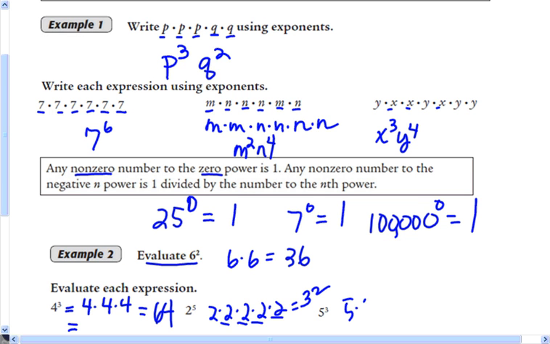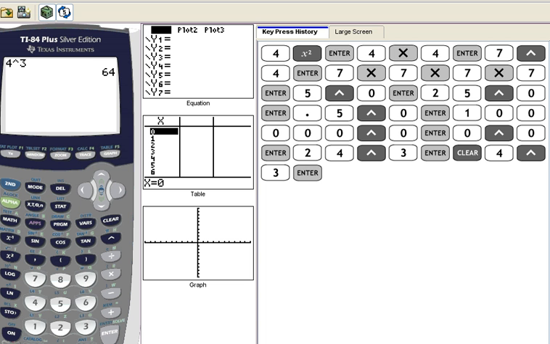5 times 5 times 5, that is equal to 5 to the third power, 125.